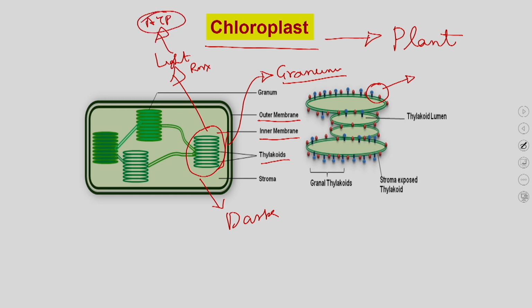Similar to mitochondria, the chloroplast also contains ATP synthase complexes, and that utilizes the light reactions to generate the electromotive force, and then this electromotive force is used by the ATP synthase to generate ATP as well as NADPH.